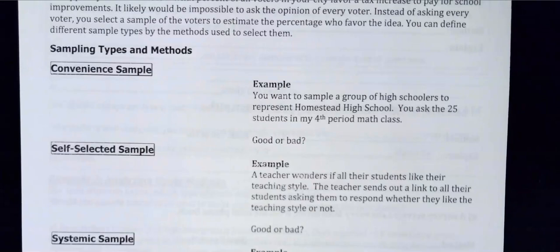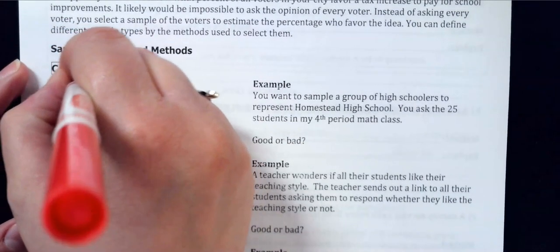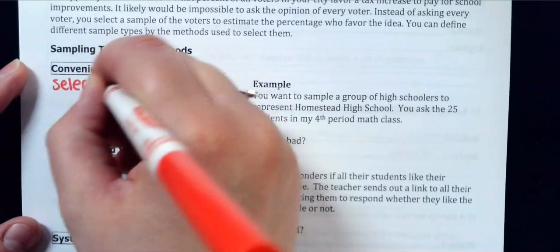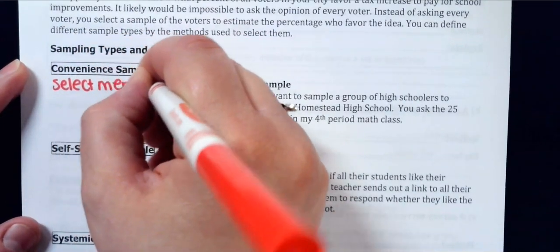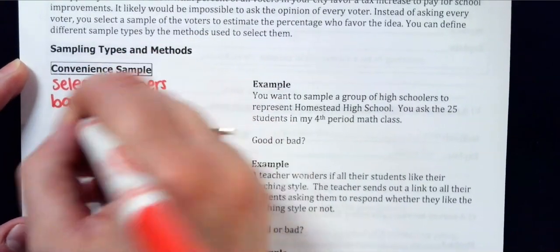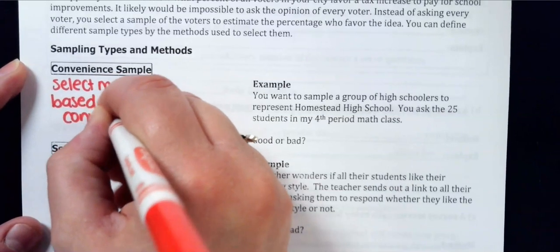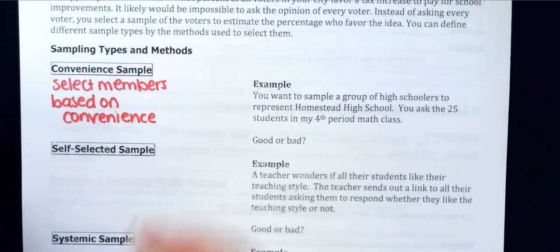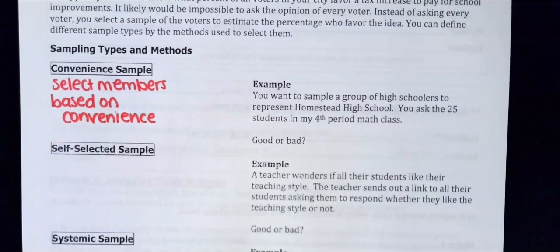Okay, so the first type is called a convenience sample. For a convenience sample, you're going to select the members based on convenience. Convenience is a really good substitute word for that. Something that's convenient to me would be something that's really easy for me to do, something I don't have to really work at. So something that's convenient, you don't have to do much about it.